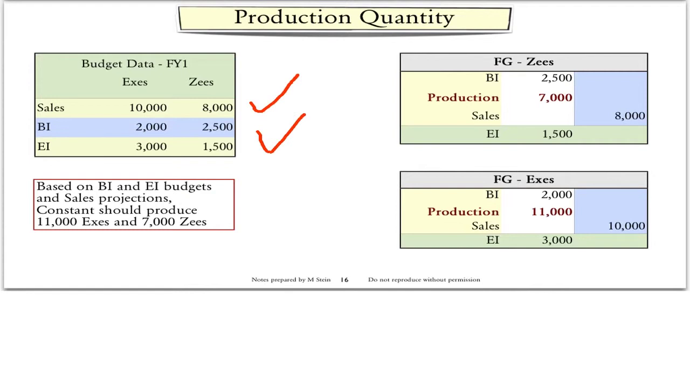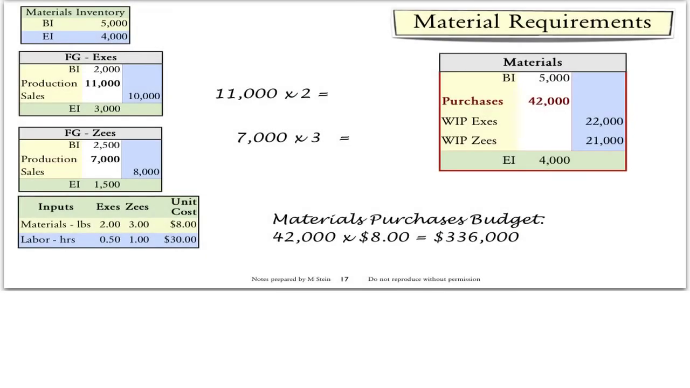We then take the 2 products, the Z's, and we put in the information regarding the beginning inventory, the ending inventory, and the sales, which are 8,000 for the Z's and 10,000 for the X's. Once we have this information, we can determine a production schedule of 7,000 Z's and 11,000 X's. Turning our attention to the material requirements in order to make 11,000 X's and 7,000 Z's, we take the beginning and ending inventories that we are scheduling for raw materials, and we add that to the raw material account, 5,000 units and 4,000 units. And then we consider what the production requirements are.